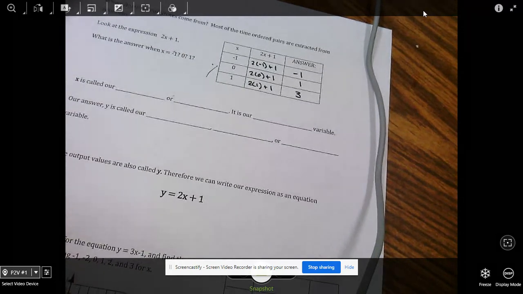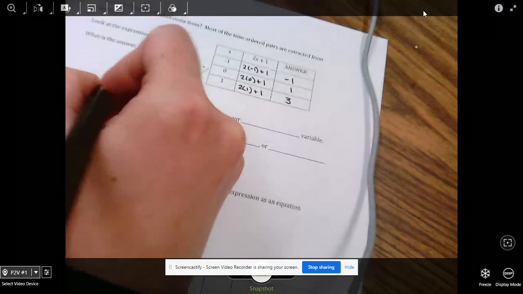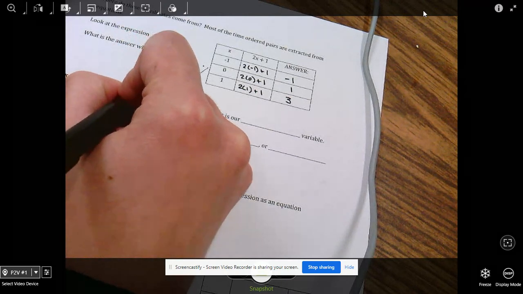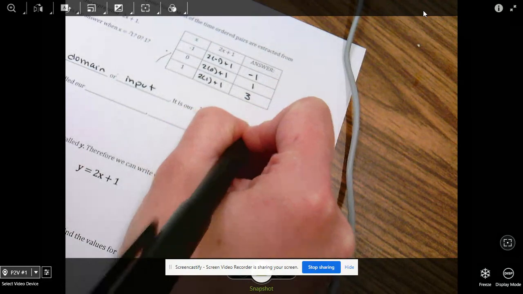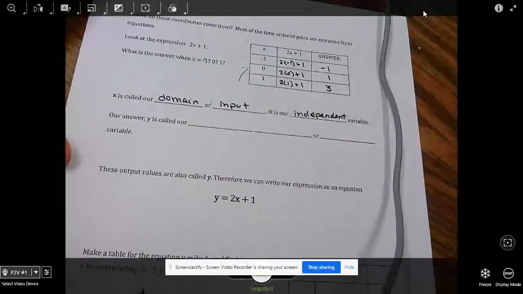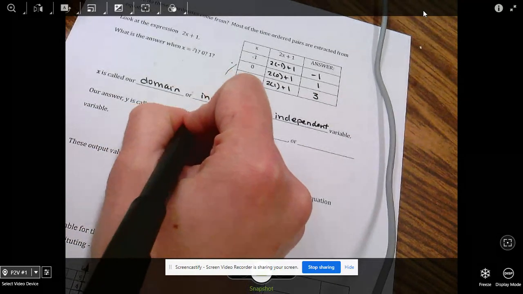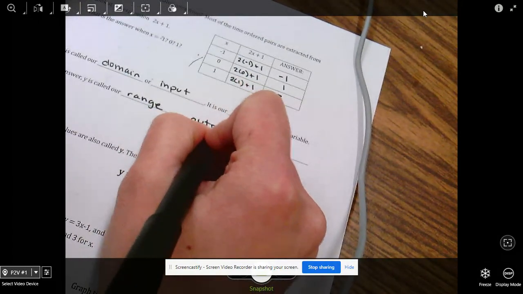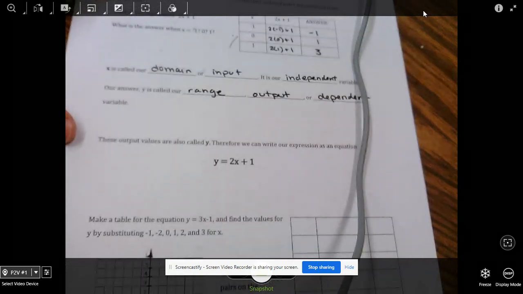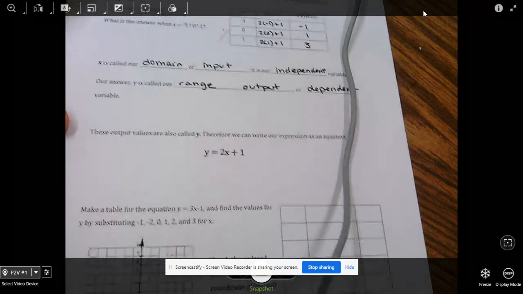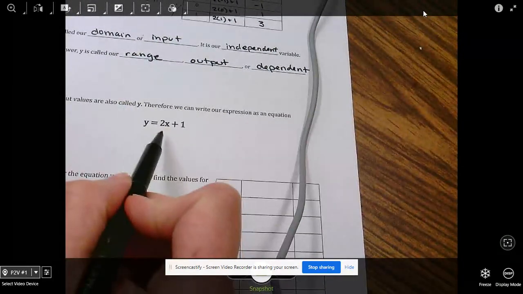X is called our domain or our input. And it is our independent variable. We got to choose what values go in there. And then our answer is our y, or our range, or output, or dependent variable, because it was dependent on what x was. It says these output values are also called y. Therefore, we can write our expression as this expression is equal to y, our output.